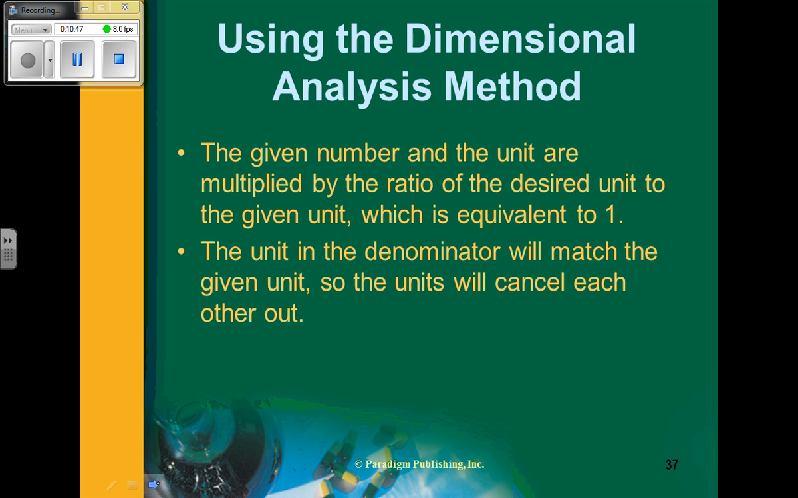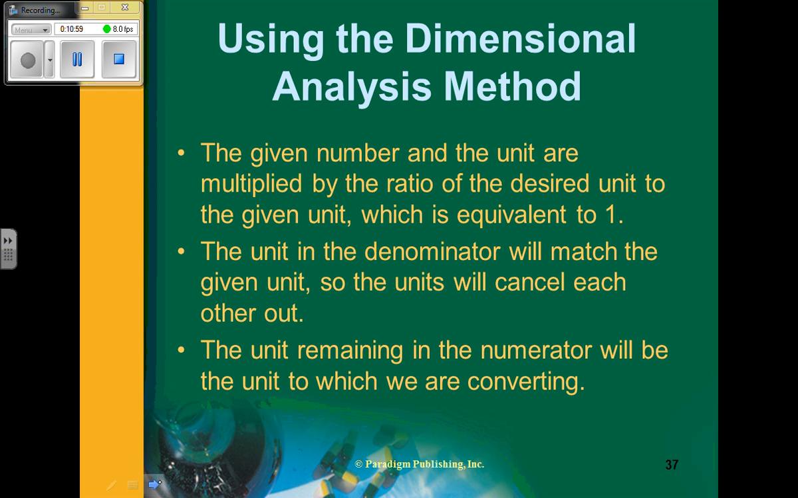So the given number and the unit are multiplied by the ratio of the desired unit to the given unit, which is equivalent to 1. The unit in the denominator will match the given unit, so the units will cancel each other out. And the unit remaining is the numerator, which will be the unit to which we are converting.